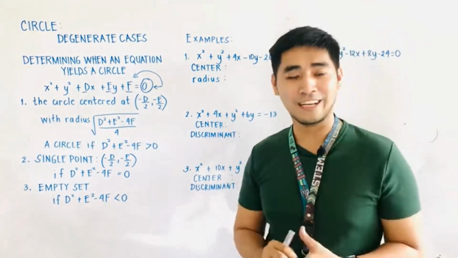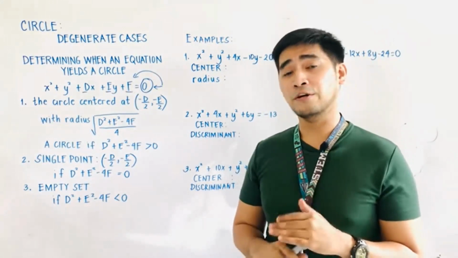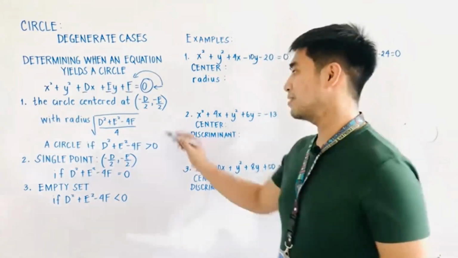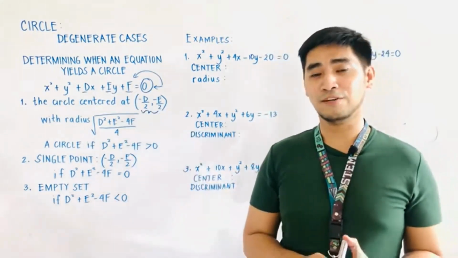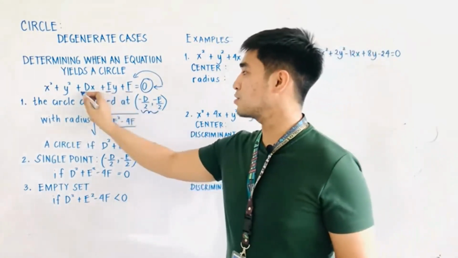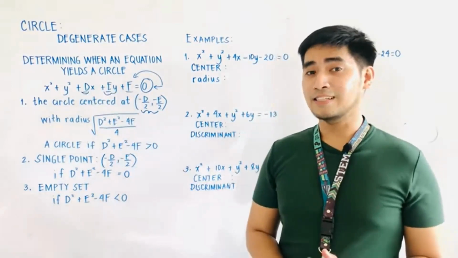And that is the shortcut on how we could locate the center of the given circle. So this is the formula: negative d over 2 and negative e over 2. So how do we get that? By simply substituting the values of the coefficients of x and y to find the center.